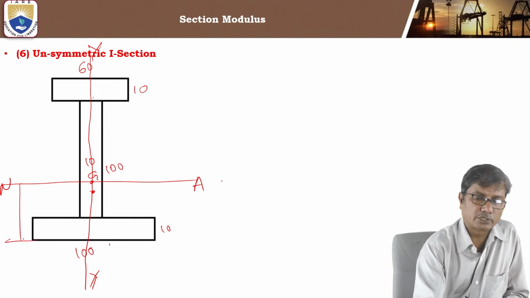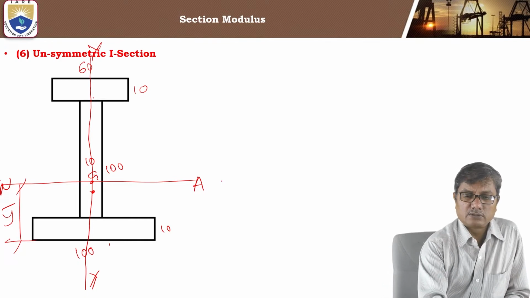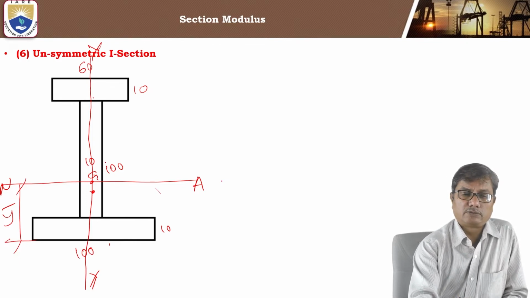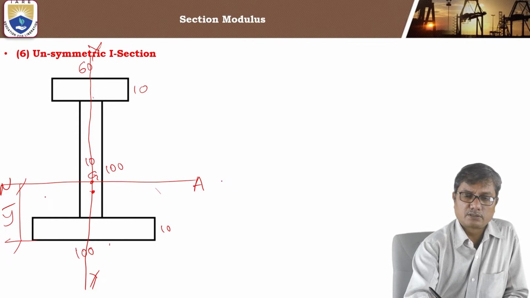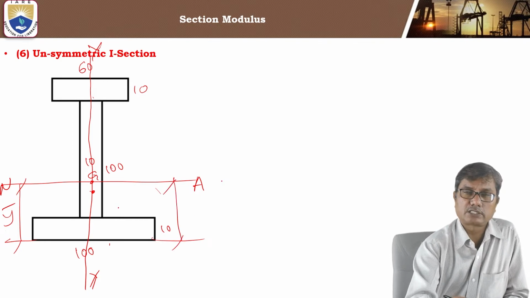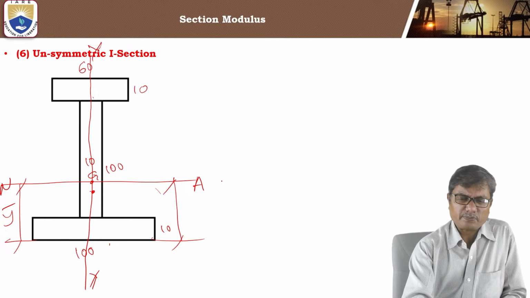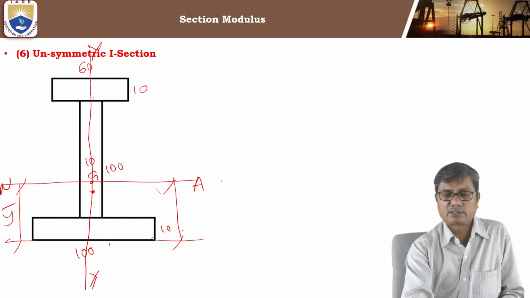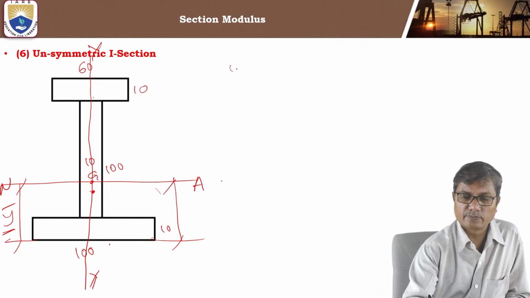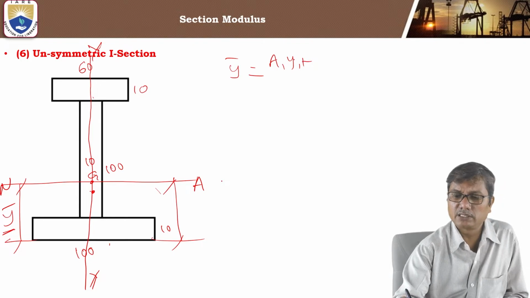So the first step is to find the location of the centroidal axis. And one thing that we can say is this is close to the bottom flange, that is, the neutral axis y bar is close to the bottom flange, because the area is concentrated more at the bottom. Understand? So the neutral axis will be nearer to the bottom flange. So how to locate the centroid now? Neutral axis y bar is sigma ay by sigma a.